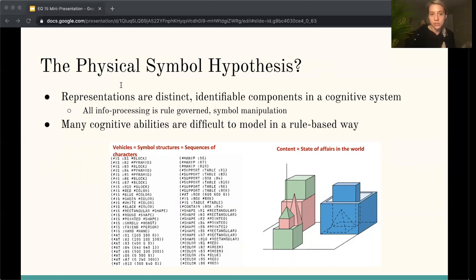In the physical symbol system, representations are distinct and identifiable components in a cognitive system. And in localist neural representations, we can see this feature somewhat take form of a physical symbol system as we apply labeling to certain neurons that code for certain features. However, this is not the case for coding of more complex stimuli, because many cognitive abilities such as context effects and perception, pattern completion, and language cannot be modeled in a strictly rule-based way because it would fail to capture the essence of abstract concepts, which cannot be modeled as simple vehicles in the physical symbol system.